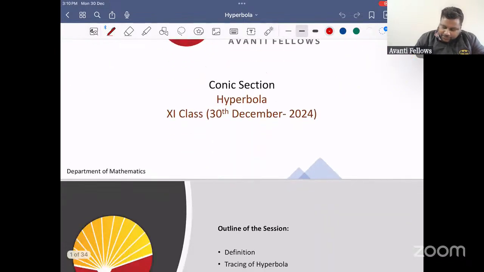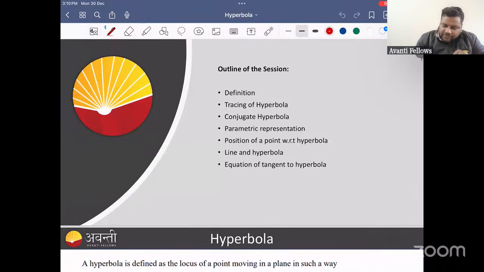Got it? So here the main thing that we are going to do is definition, then equation, then tracing of hyperbola. Then conjugate hyperbola, parametric equation of a hyperbola, and position of a point also we'll discuss. Then line and a hyperbola, either it is a tangent or it is a normal or it is just passing through, neither touching nor intersecting. And then finally, we'll discuss more about the tangent of the hyperbola.